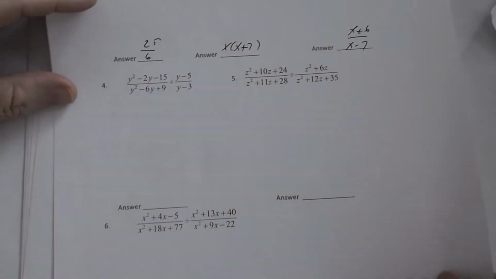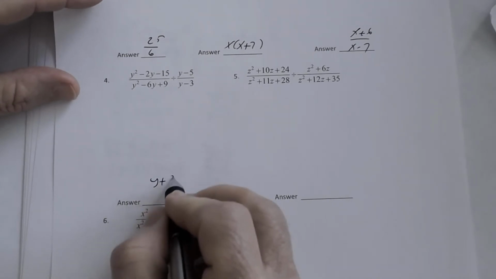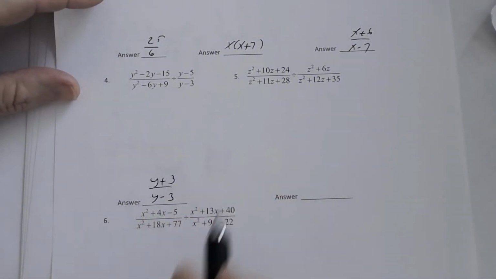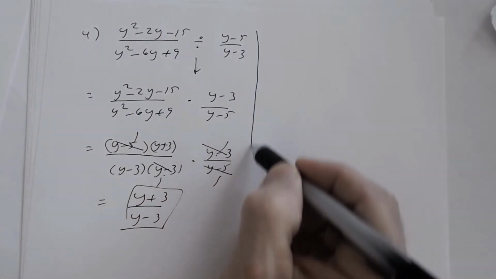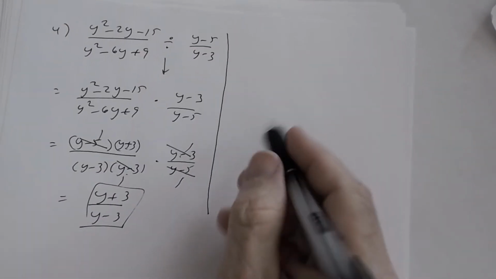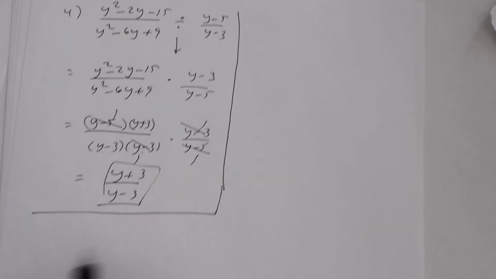All right, so y plus 3 divided by y minus 3. Okay, let's look at number 5. And I think I may have enough room here. We'll see. Actually, let me do it here. So number 5.